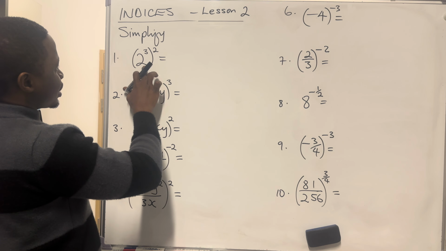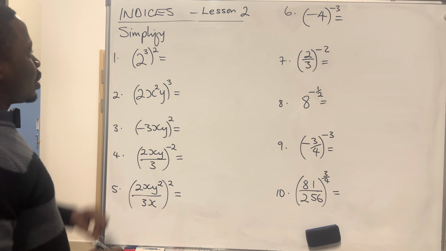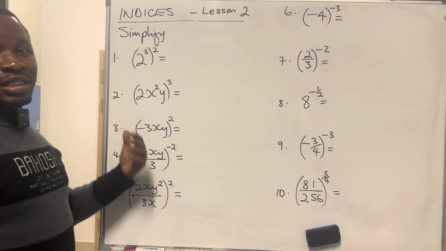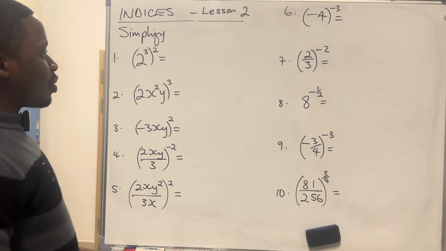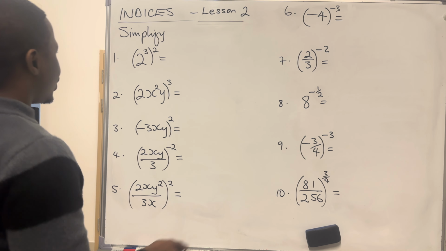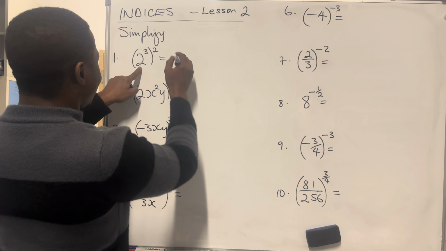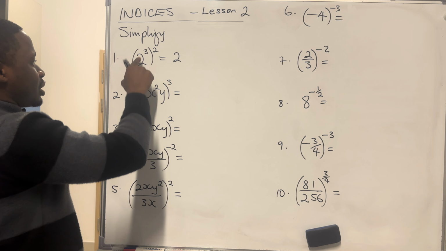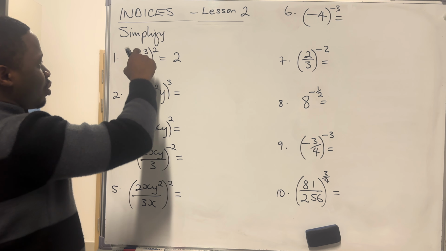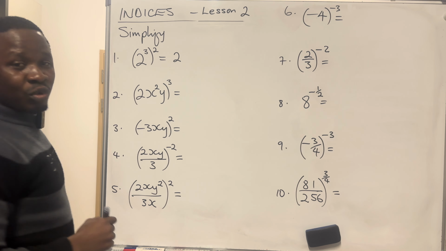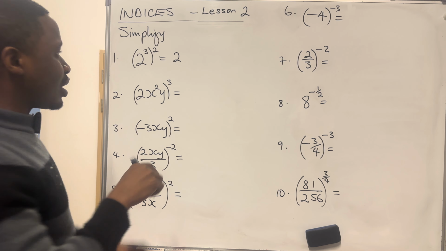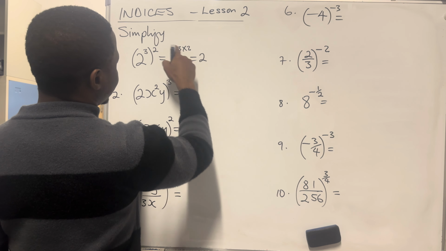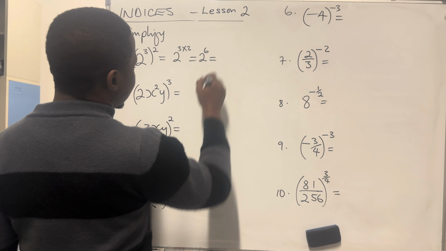Here, this base 2 has two powers, one inside, another outside. This is the one we discussed in lesson 1 as the power law, the exponent law. So when this one happens, you take the base. This base is affected by 3. It is also affected by 2. But one power is inside, another is outside. So what happens? We multiply those powers. So we say 3 times 2. So 3 times 2 is 6.